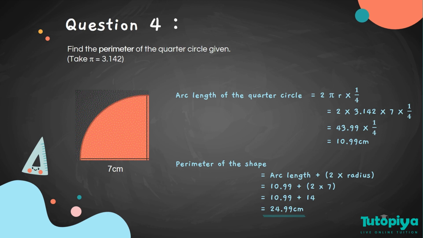A similar question. Find the perimeter of the quarter circle given. Take pi as 3.142. So here we have 1/4 of the circle. That is, this could be 90 degrees here.